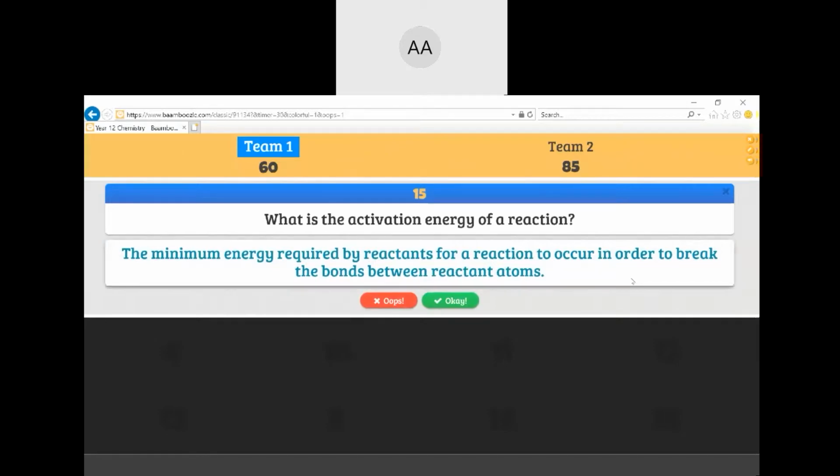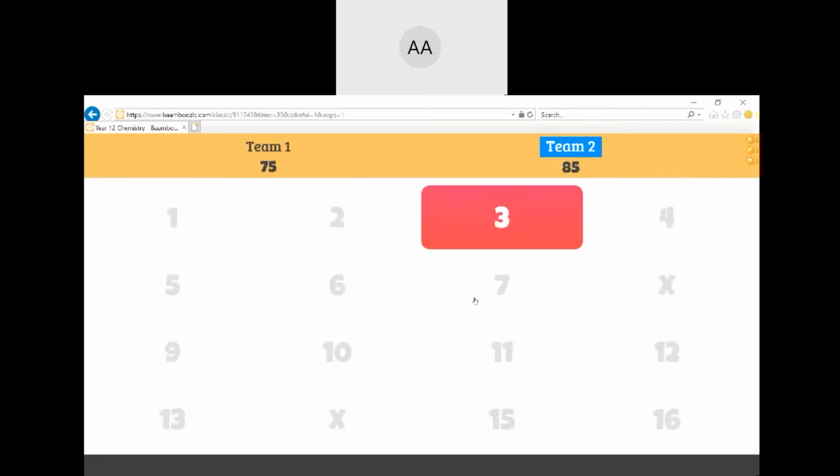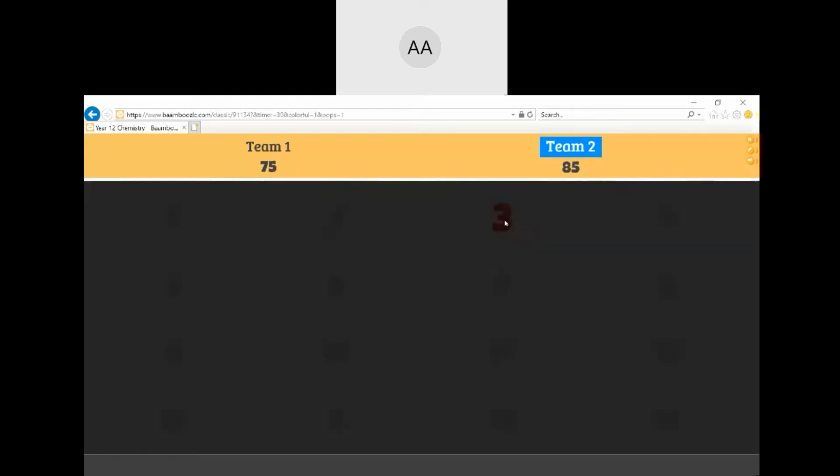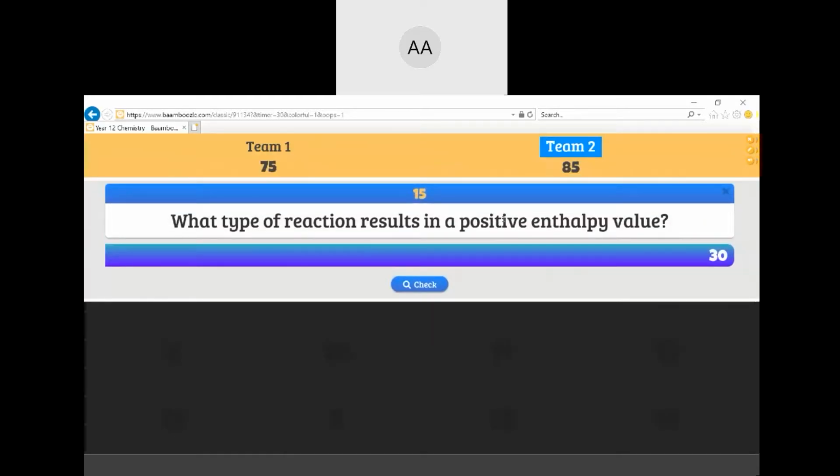Exactly. Activation energy is the minimum energy required by reactants for a reaction to occur in order to break the bonds between reactant atoms. Fantastic. Well done. Only one question left. Let's see. What type of reaction results in a positive enthalpy value?